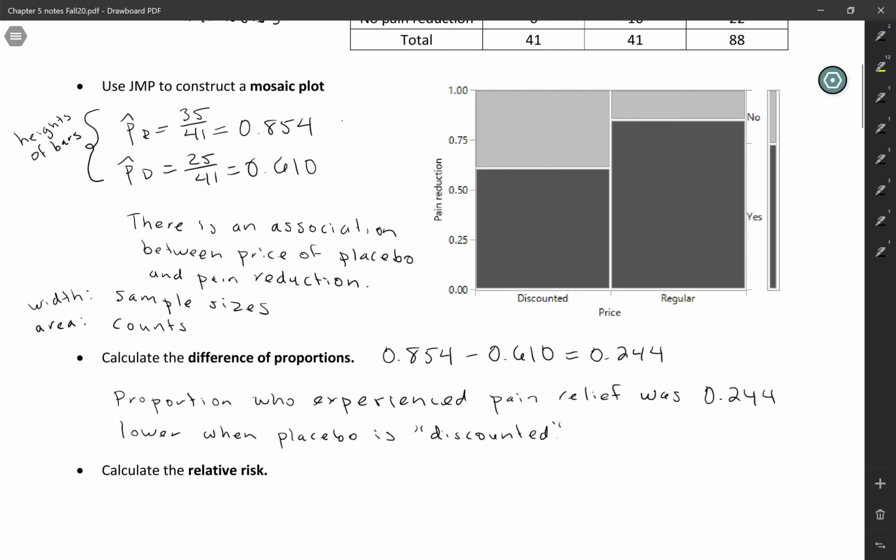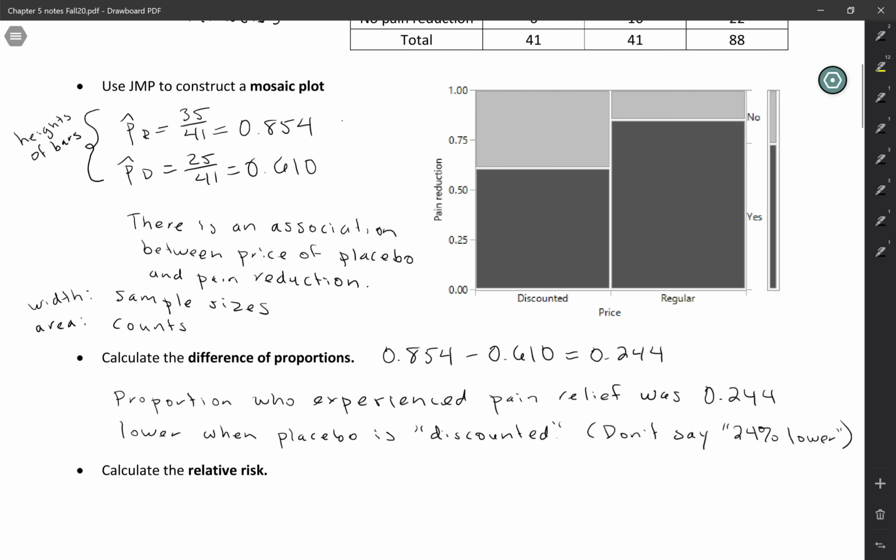And you could also turn this around. You could say that the proportion who experienced pain relief was 0.244 higher when it was regular price compared to the discounted price. Also, notice that I'm being really careful here to say the proportion was higher or the proportion was lower. What we don't want to do is talk in terms of percents here. So don't say, for example, 24% lower.